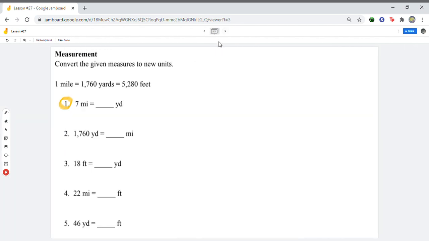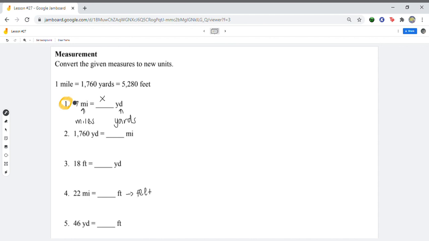The third section we're going to go over is measurements. We're going to convert the given measures to new units. So I like how they gave us conversions already on top over here that we're going to be using. So we're just going to go over number 1 over here. It says 7 miles equals X yards. So MI stands for miles, and YD stands for yards, and then FT stands for feet.